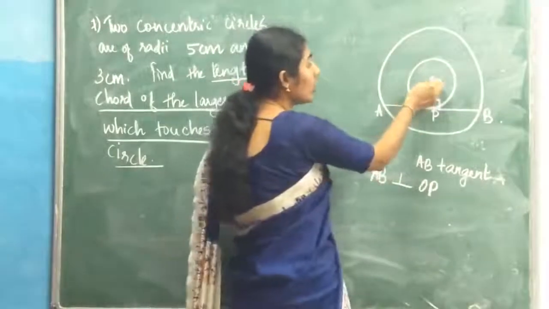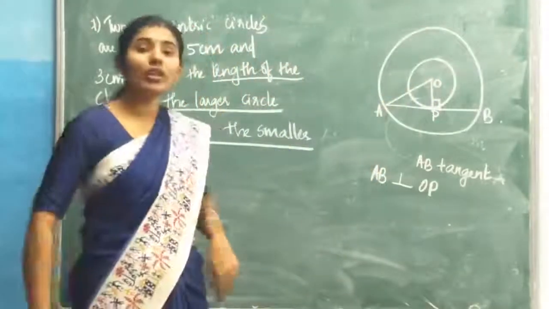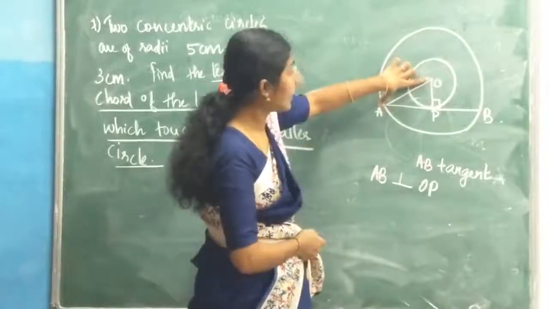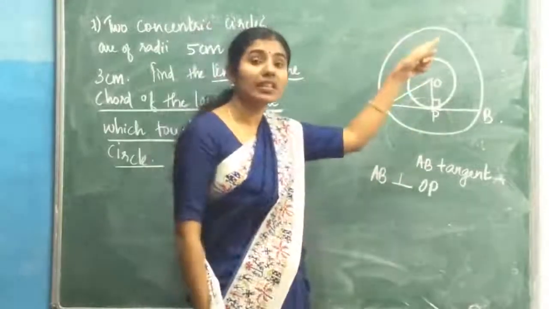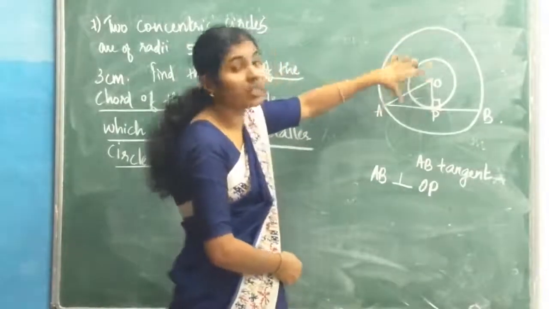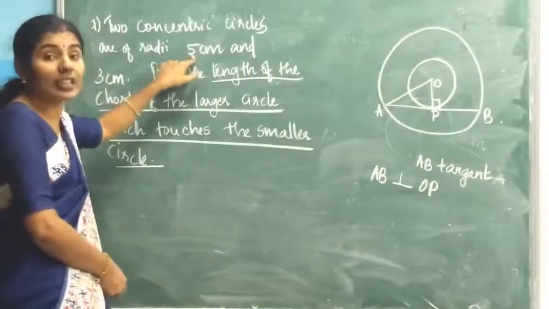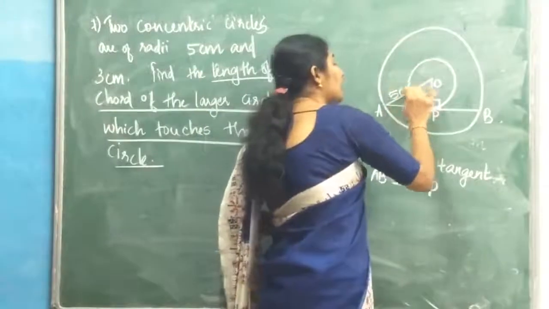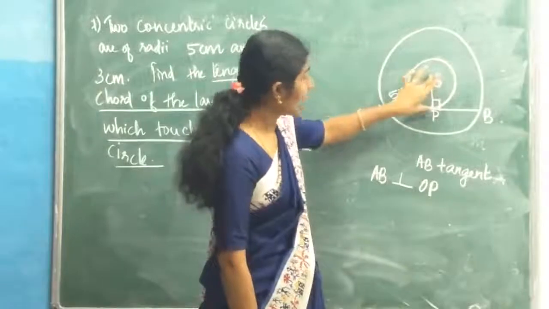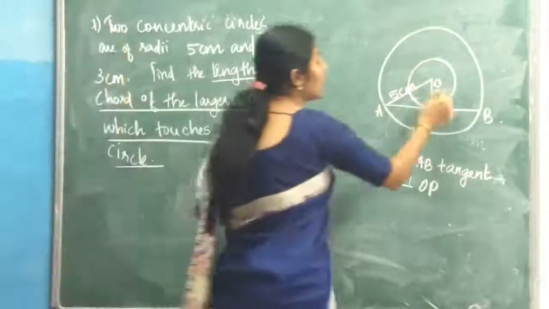Now join OA. OA means what is that? OA is the radius of the larger circle, isn't it? From the center you are drawing this line. That means OA is the radius of the larger circle. What is the radius of the larger circle? 5 centimeter. So OA is 5 centimeter. What is OP? OP is the radius of the smaller circle. What is that? 3 centimeter.